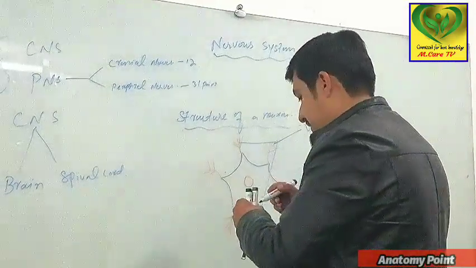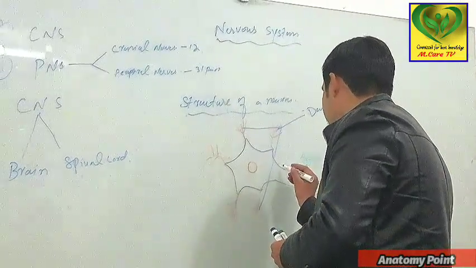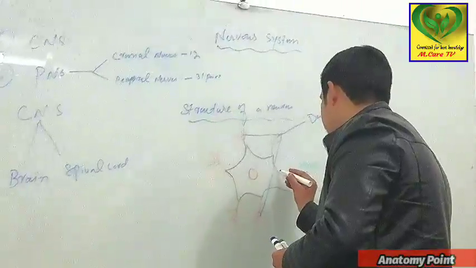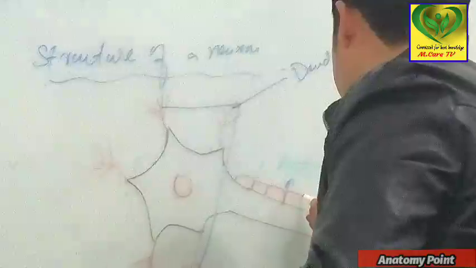So this is the axon, and it is lined by a sheath. This axon is lined by a sheath, which is a protective sheath, the myelin sheath.